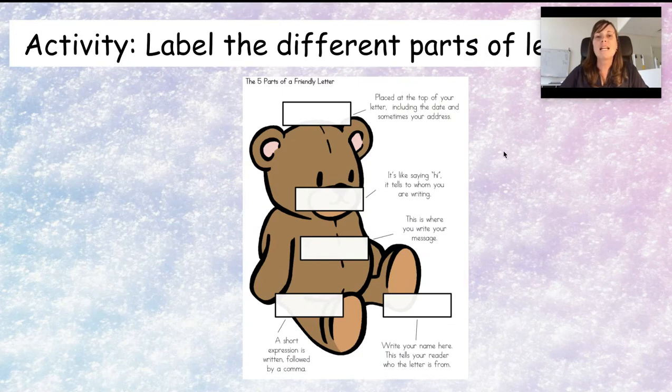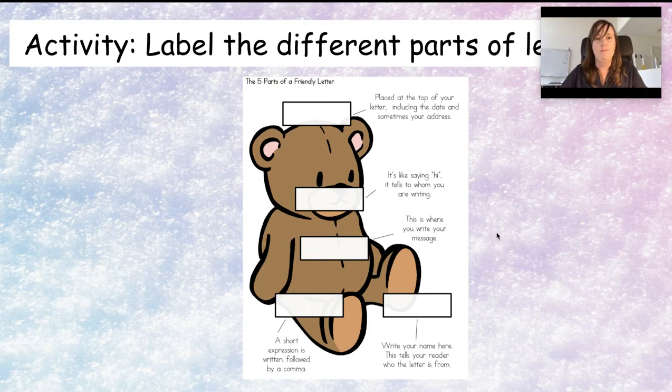Now, your activity today is you're going to label the different parts of a letter. So you're not doing anything with letters today. You're going to have those 5 words and you're going to put them in the right place. Heading, greeting, body, closing, signature.